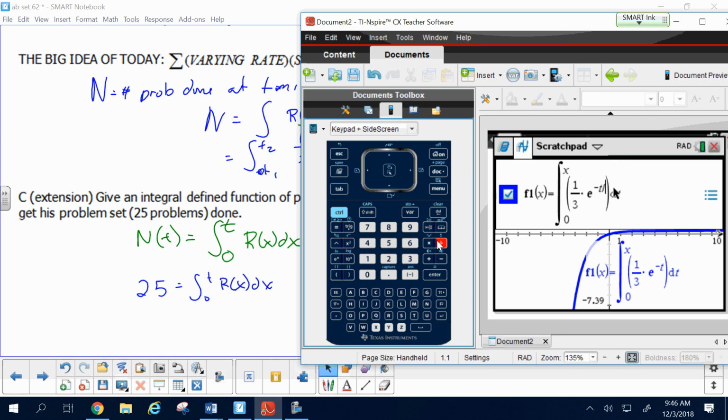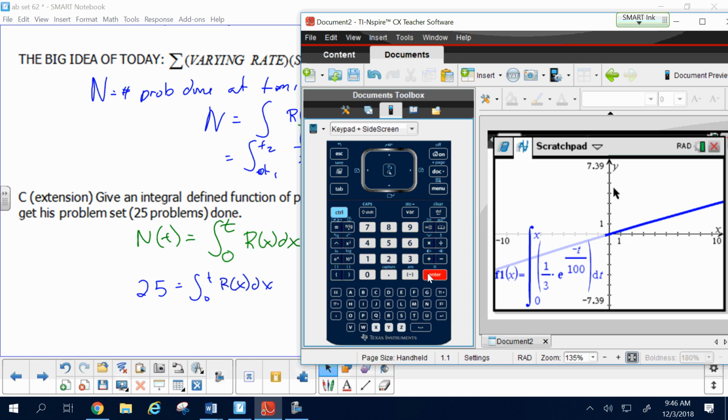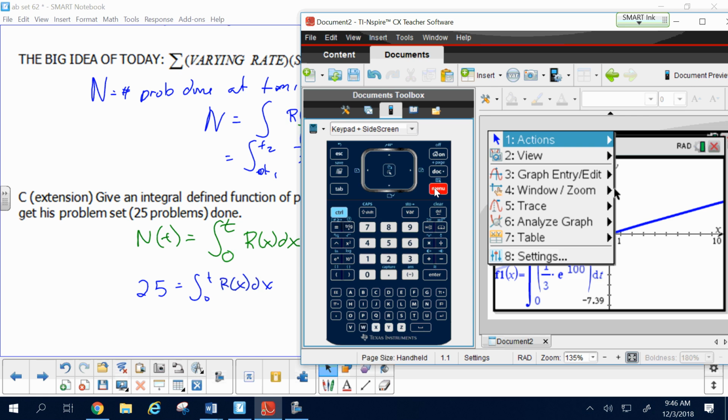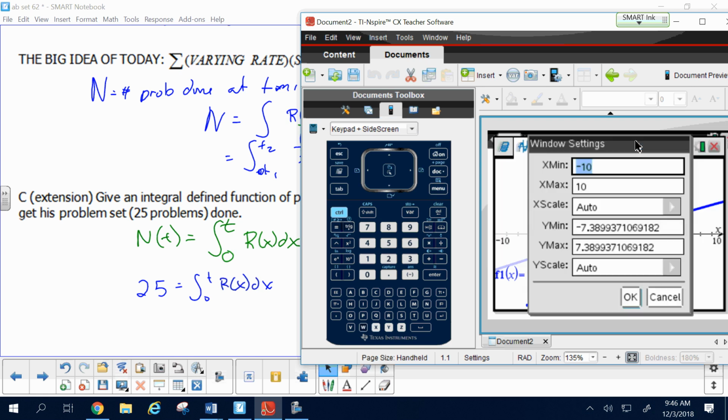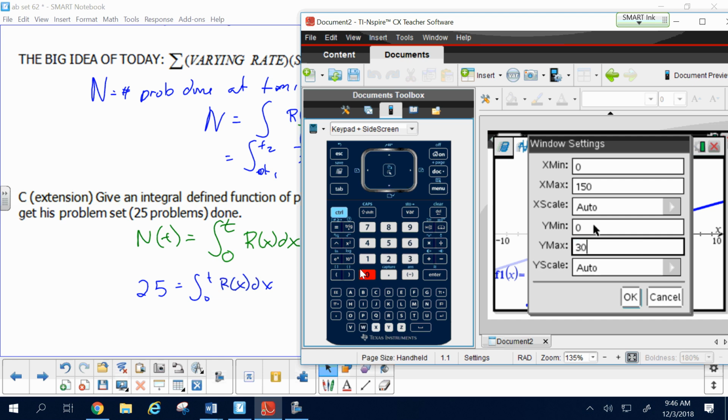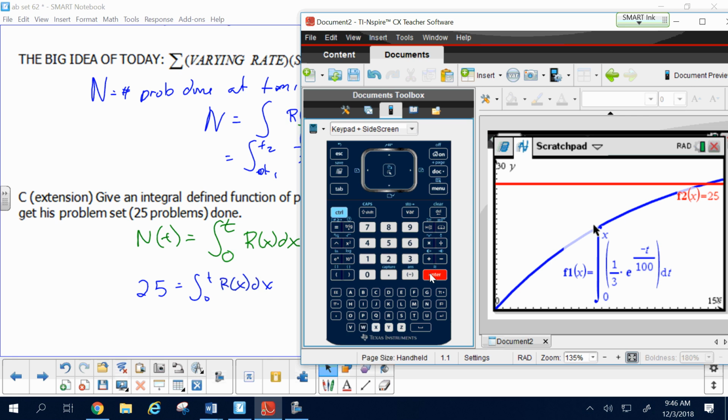Just to tweak the model a little bit. Okay, now I know that feels like it's almost linear, but if we zoom out enough, it'll be cool. Change your window to 0 to, at most, 150 minutes for a problem set, and we want y from 0 problems done to 25 problems done. Let's go a little higher, so 30. So 25 is not the very top of the window. Are you with me? All right.